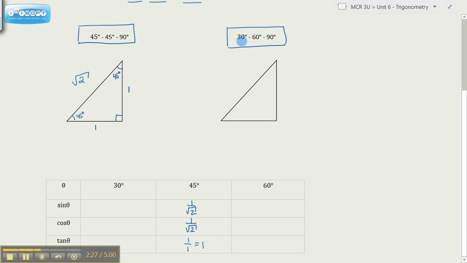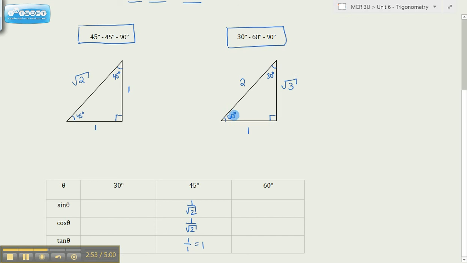Now, if I go into my 30, 60, 90 triangle, here's my 90-degree angle, this is my 60-degree angle, and up here is my 30-degree angle. The side lengths that we know on this triangle are 1, 2, and over here next to the 30 is root 3. I always remember that 30 and root 3 go hand in hand with each other.